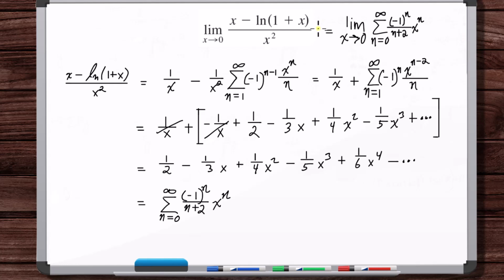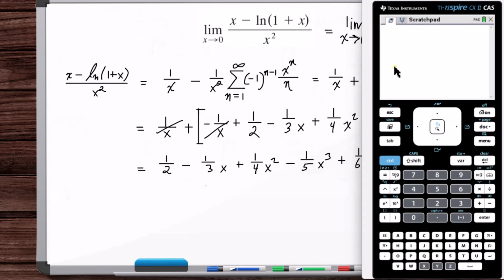But the idea is, we're doing this limit, and the way you do it with power series is you write out the power series like this. Okay, I'll go ahead and erase this here. And you can see as x approaches 0, what's the limit? It's going to be 1/2. Right? That's it.